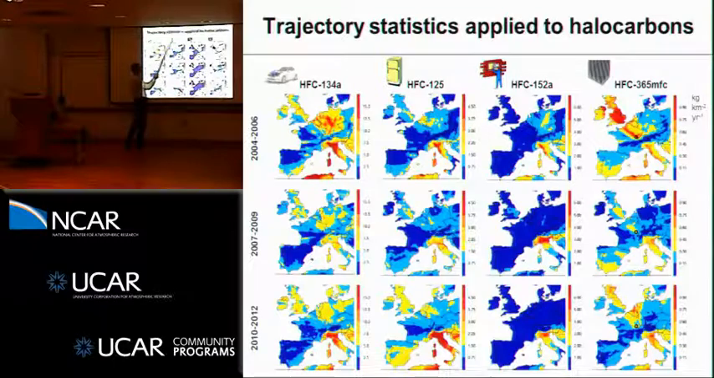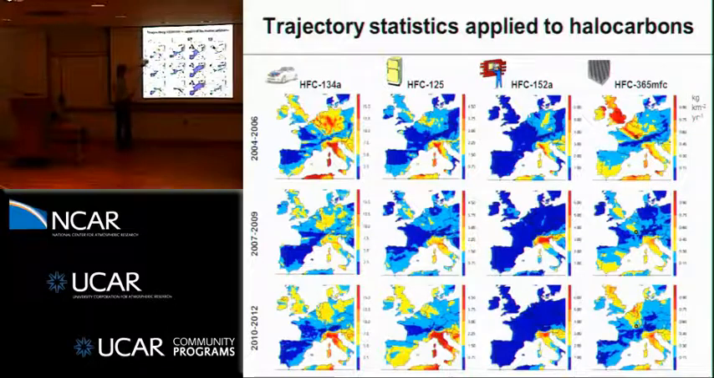This is often used in stationary refrigeration. This is a foam blowing agent used in, for instance, window insulations. This is also a foam blowing agent. And we see here the distribution of the sources, qualitative, for the year 2004 to 2006. So it's always 3-year averages, and this for the latest years, 2010 to 2012. You see a little bit the evolution.